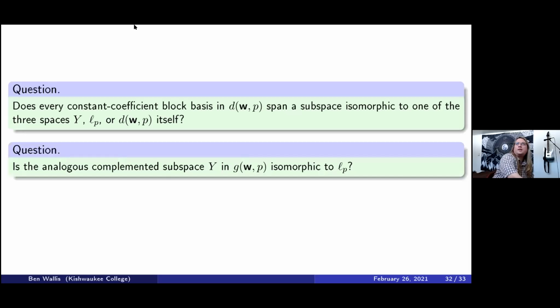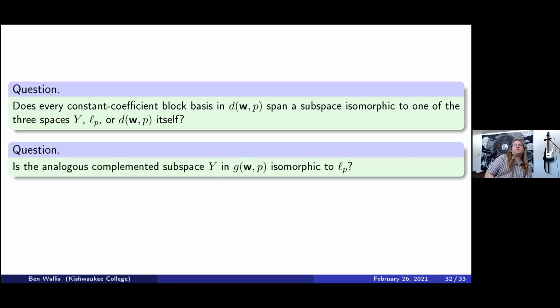The other things to think about are: does every constant coefficient block basis in the Lorentz sequence space span a subspace isomorphic to one of those three spaces? We know the Lorentz space itself, obviously. We know LP, and we know the space Y that we constructed. Are there any other spaces? I suspect not, but I don't know. Again, time is an issue. Well, not just time, really. I mean, these are difficult problems.